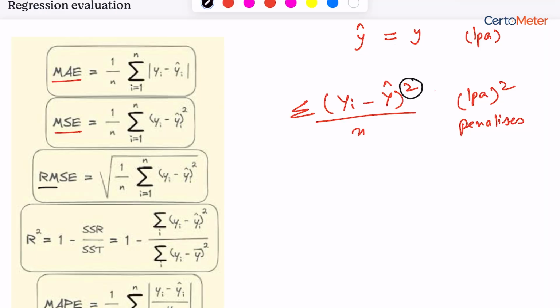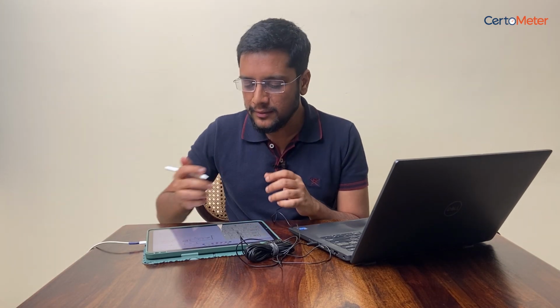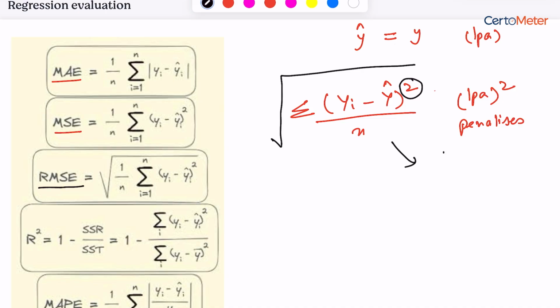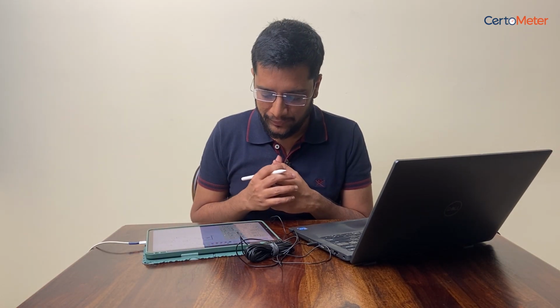The third is root mean squared error. That means just the square root of this term. Here again the benefit is that the unit is back to LPA. That is, the unit of your output is equal to the unit of your error term. So it is easy to interpret. It also does not penalize outliers that much.